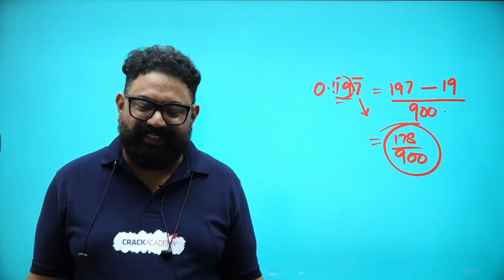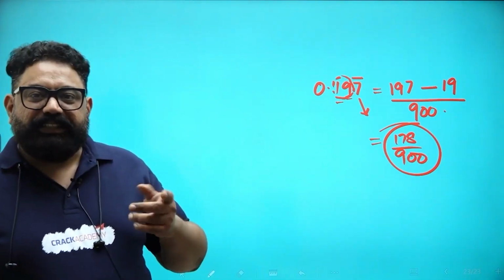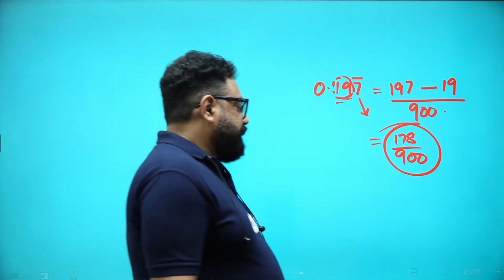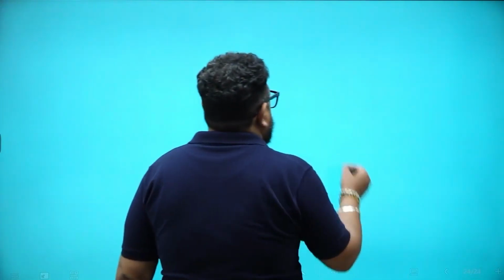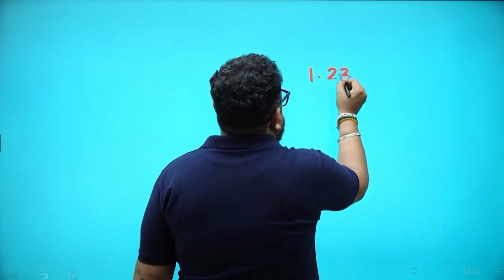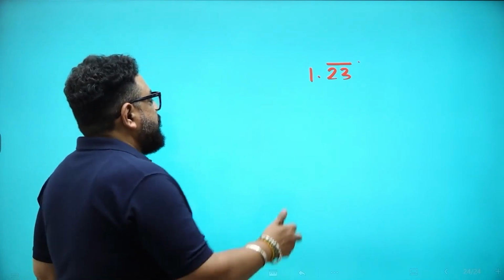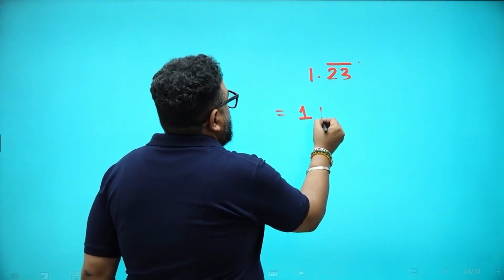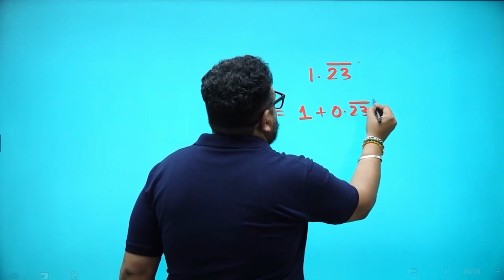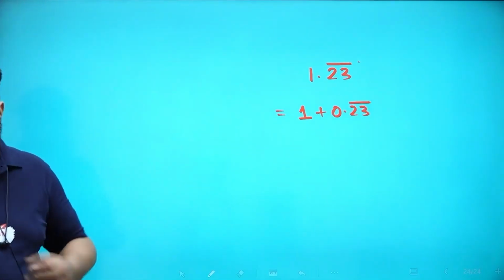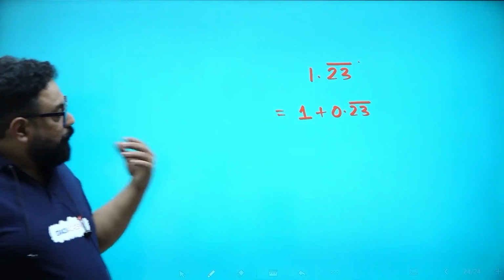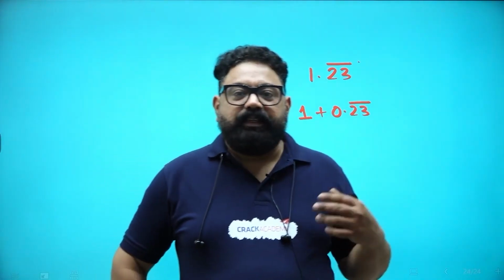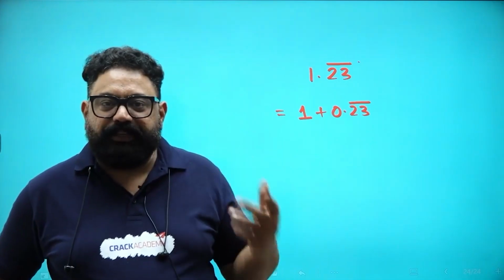1.197 bar. This is what I'm getting in my calculator. So I hope you get the trick, right? For example, in UPSC CSAT they asked to put 1.23 bar in terms of P upon Q. Now my method was working upon 0 point something. This is 1 point something, right? So this is going to be 1 plus 0.23 bar. So do not apply that trick till the time you have this format 0 point something.